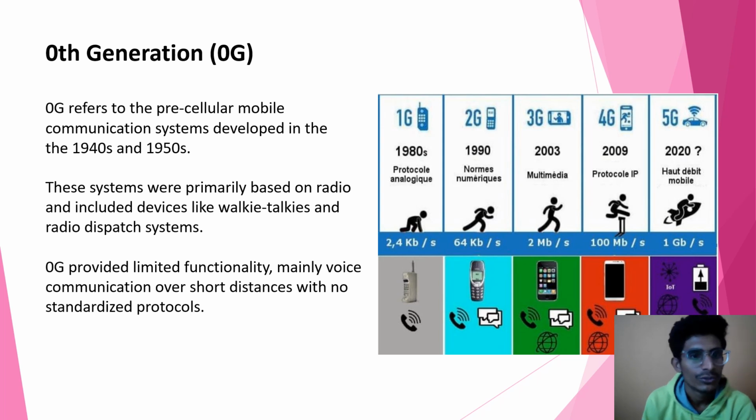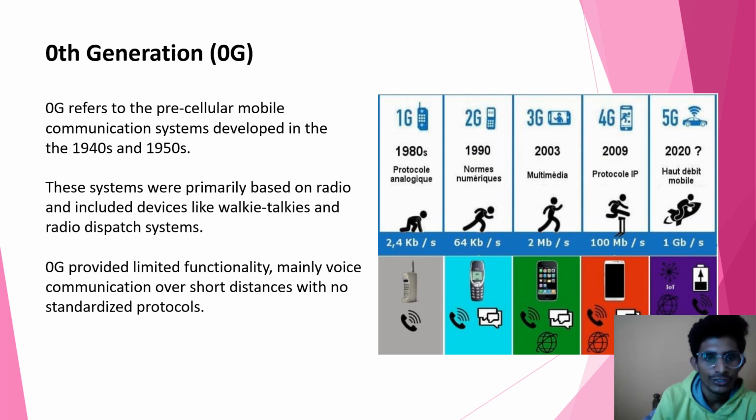Coming to the zero generation, the zero generation refers to pre-cellular mobile communication systems developed in the 1940s and 1950s. These systems were primarily based on radio and included devices like walkie-talkies. In walkie-talkies, we are not communicating simultaneously. For example, if A has a walkie-talkie and B has another walkie-talkie, both cannot communicate simultaneously.